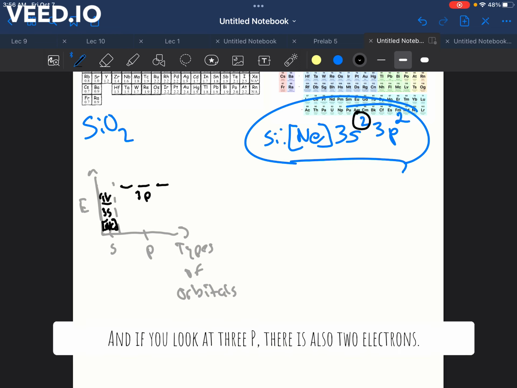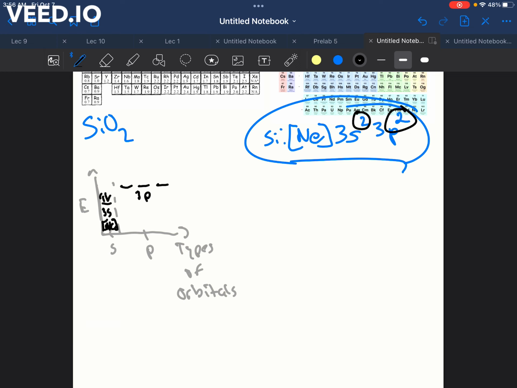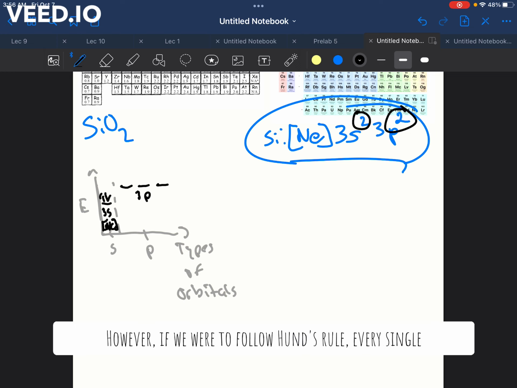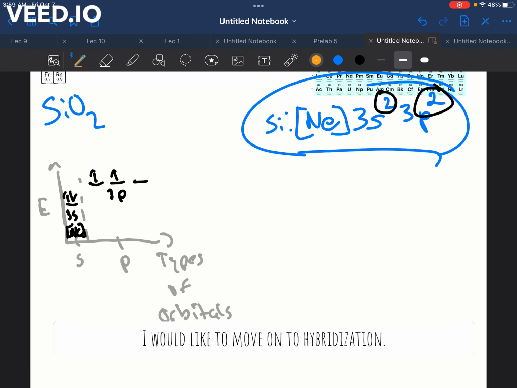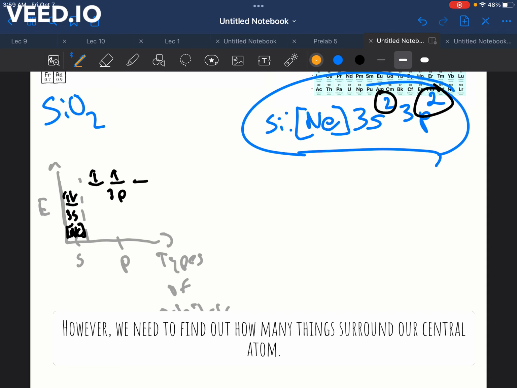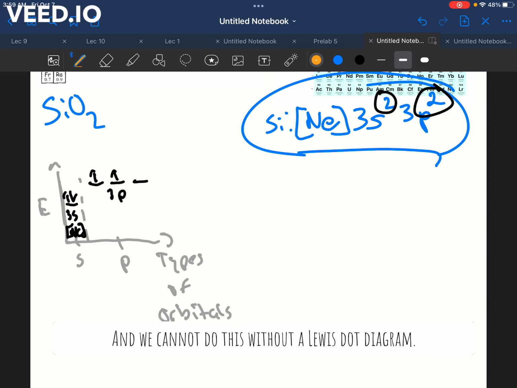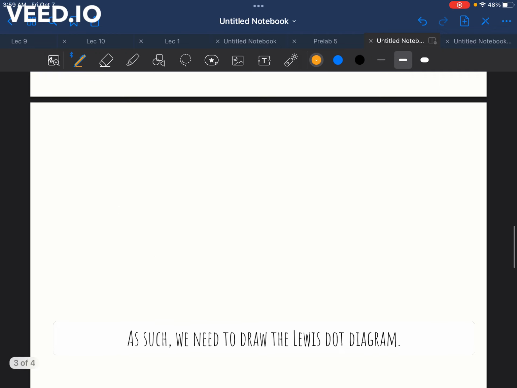And if you look at 3p, there are also 2 electrons. However, if we were to follow Hund's rule, every single orbital gets 1 electron before you can pair them up. I would like to move on to hybridization. However, we need to find out how many things surround our central atom, and we cannot do this without a Lewis dot diagram. As such, we need to draw the Lewis dot diagram.